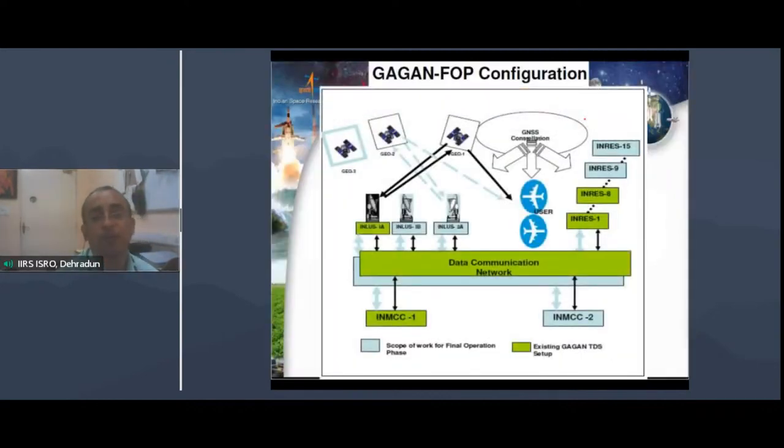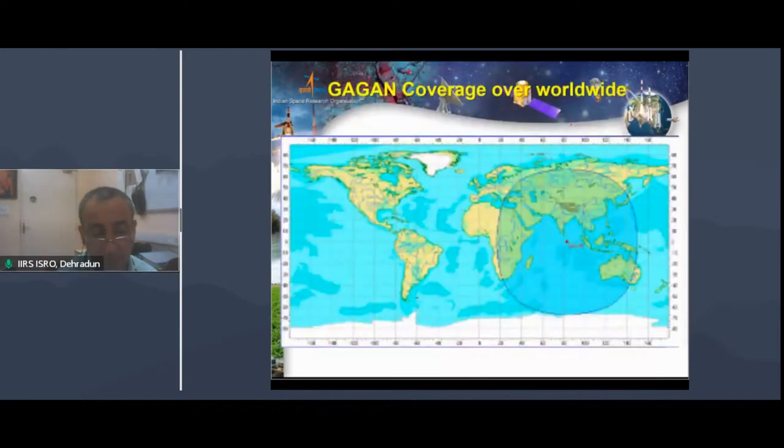So Gagan FOP, fully operational configuration, has the referencing stations, master control, and uplink stations. This is the Gagan coverage worldwide. If you see from India, this is the biggest footprint, up to this region we can receive the Gagan corrections. You can see up to the subcontinent of Africa, Australia, and up to European countries, we can receive these corrections. So its footprint is very, very large, approximately covering 1/3 of Earth.